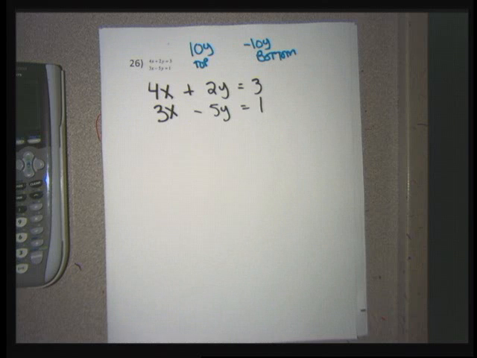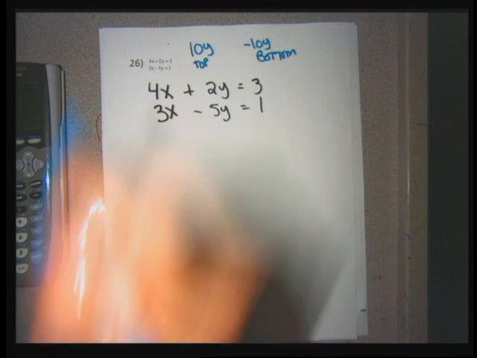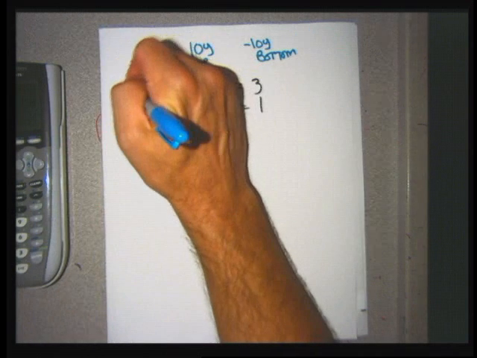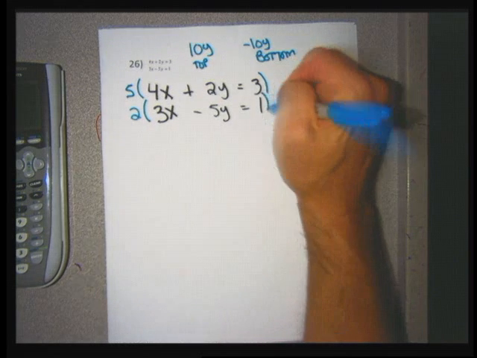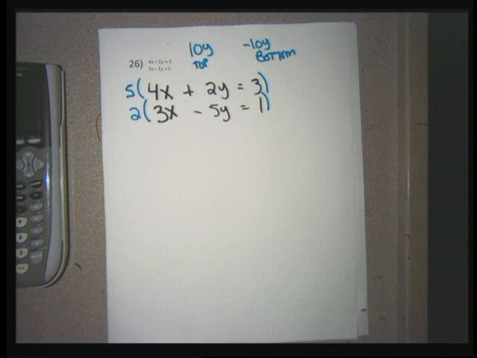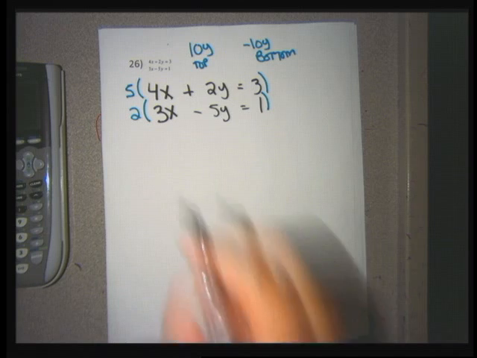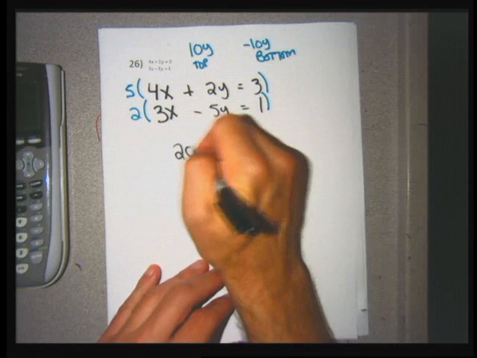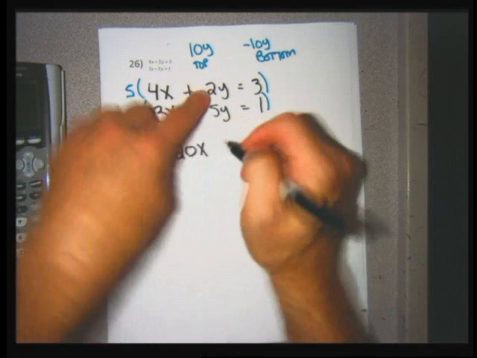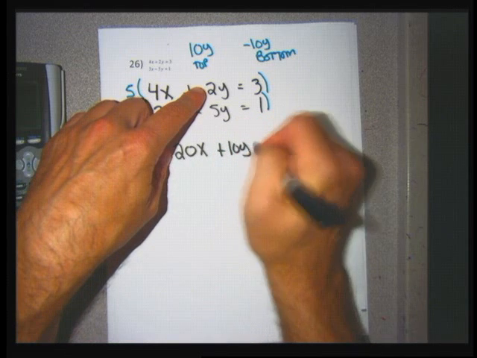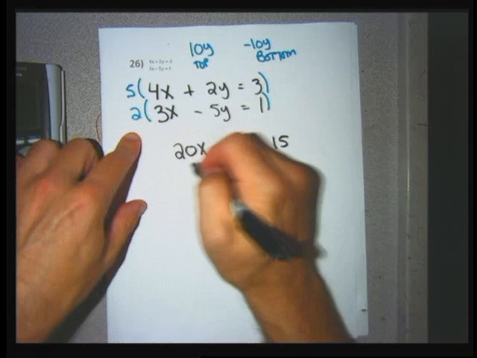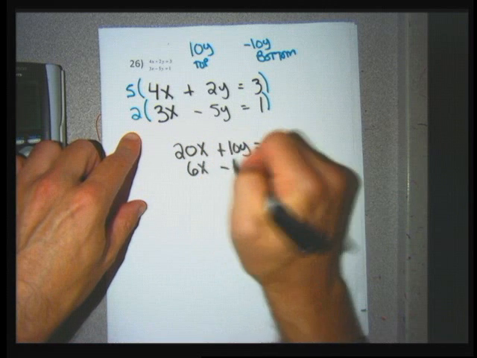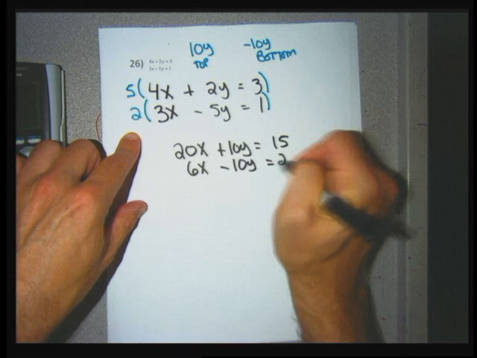An alternative would be to make the top have a 12x and the bottom have a negative 12x. If you did that, that's okay. You'll get the same answer. Your algebra will look different. So what I'm going to do is multiply everything in the top equation by 5, everything in the bottom equation by 2. That's going to cause me to be able to add the equations and drop out the y. So I'm going to go 20x plus 10y equals 15. That's multiplying everything in the top equation by 5. Bottom, everything by 2, I get 6x minus 10y equals 2.